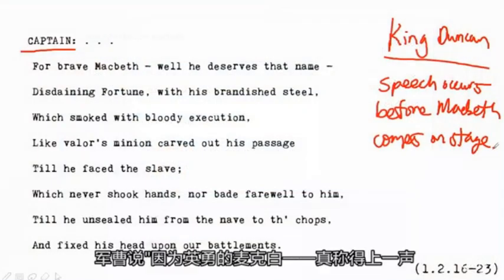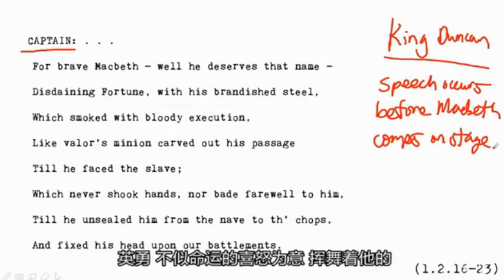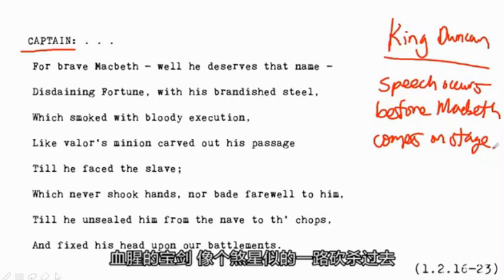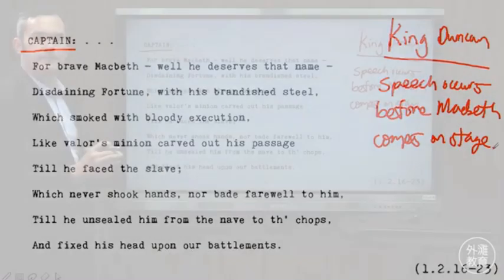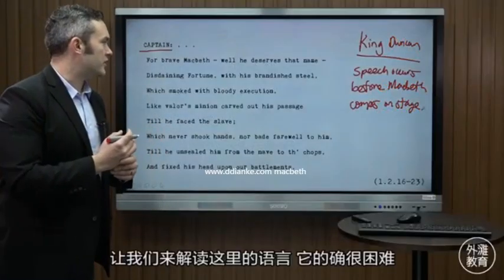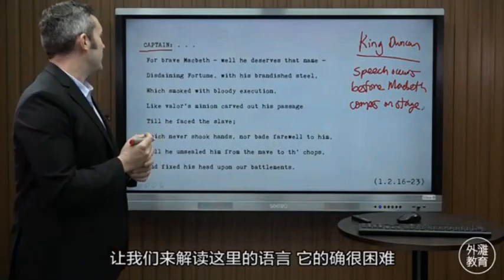The captain says, "For brave Macbeth, well he deserves that name, disdaining fortune, with his brandished steel, which smoked with bloody execution, like valor's minion carved out his passage till he faced the slave." Let's unpack this language, as indeed it's a little bit difficult.